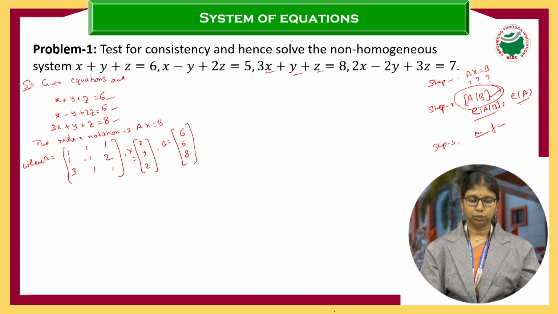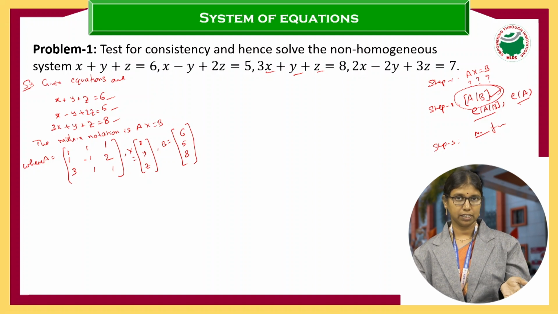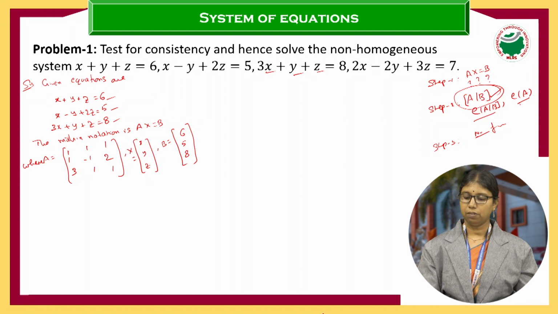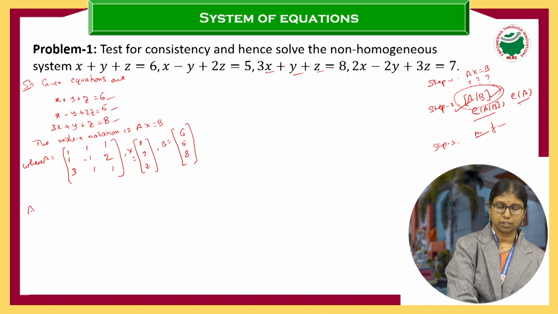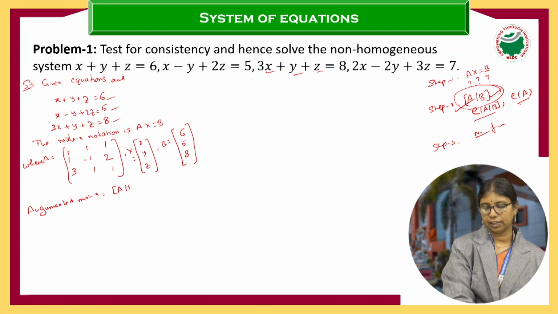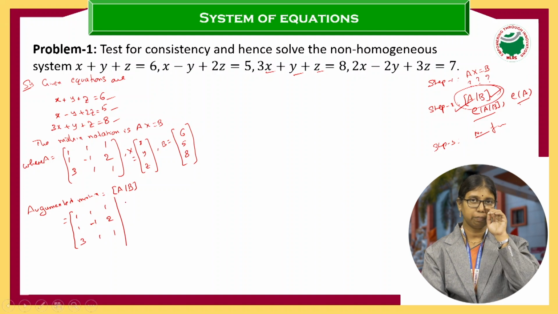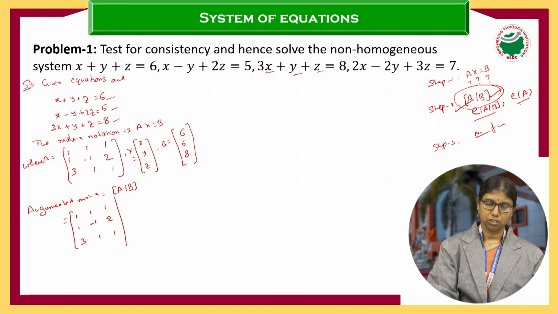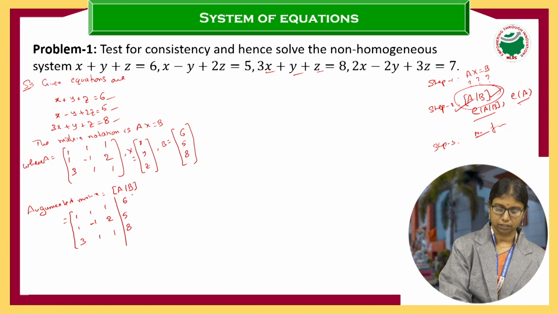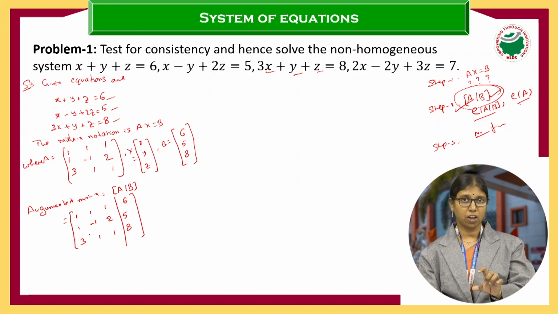Now step 1 is completed. We wrote the matrix representation and identified the values of A, X, B. Now in step 2, you have to define the augmented matrix. The augmented matrix equals A given B. A is 1, 1, 1; 1, minus 1, 2; 3, 1, 1. And here, for the difference, I am taking one line, and the last column B you have to add to the last column of A. So B is 6, 5, 8. So this is the augmented matrix.